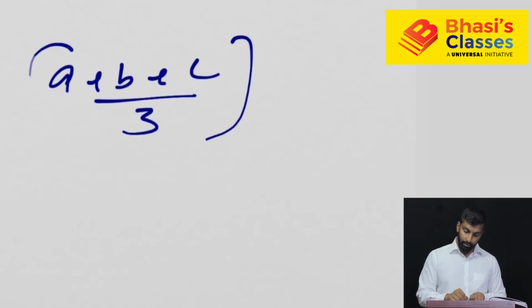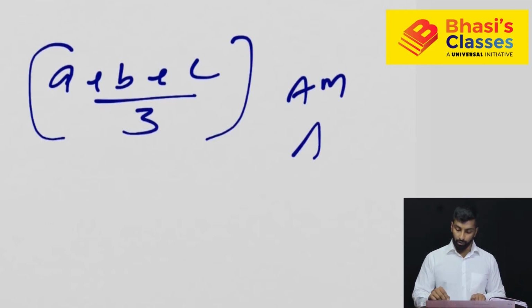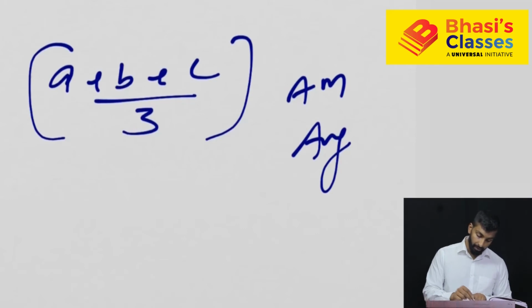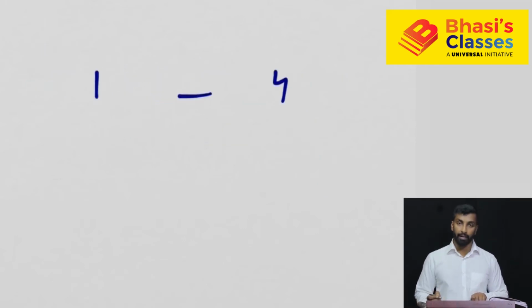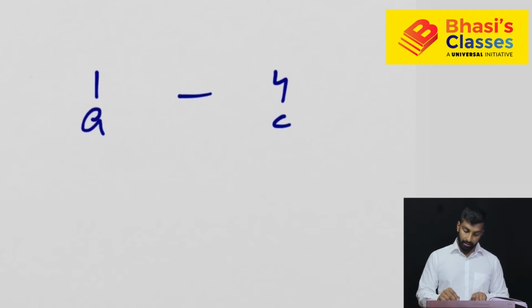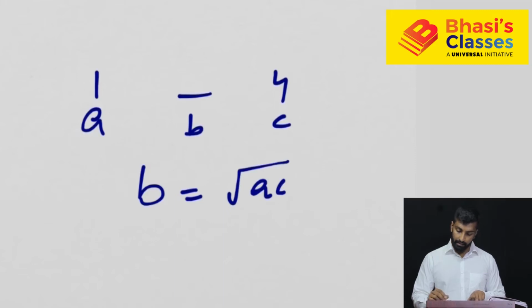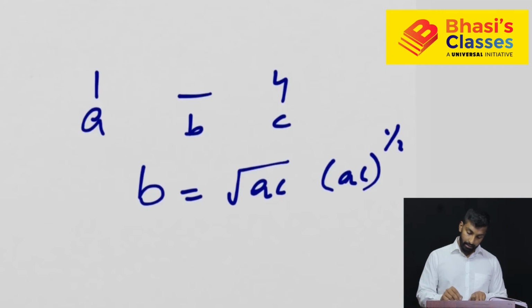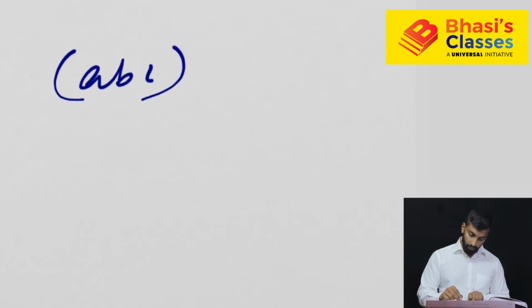What about when 3 terms are there? A plus B plus C by 3, right? So this is the arithmetic mean, or simply you will say average. What about a GP? Let's suppose you have 1 and 4 given, and you need to find the middle term. So if this is A, this is C, and this is B, how will you write B? B is equal to root of AC, or AC raised to 1 by 2, right? So that is root of 4, which is equal to 2. What if 3 terms are there? You will write it as ABC raised to 1 by 3.